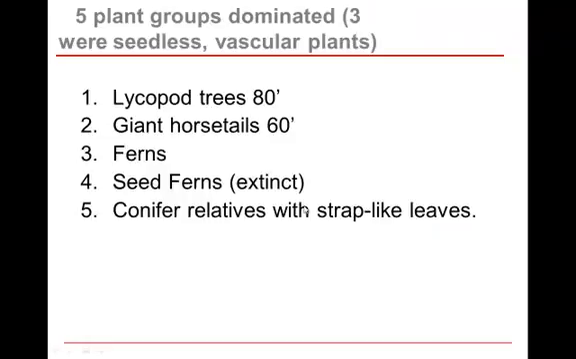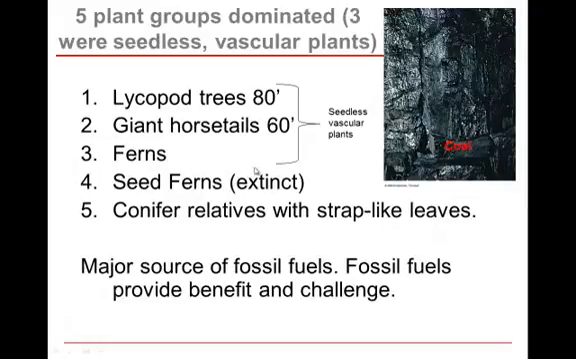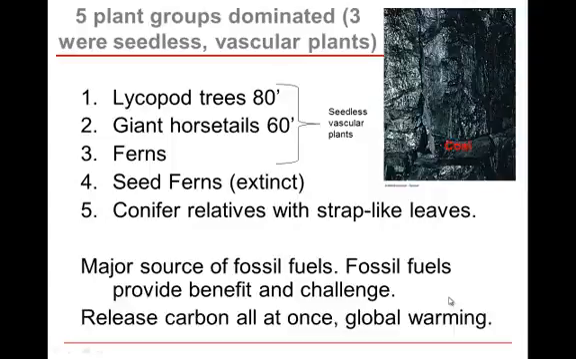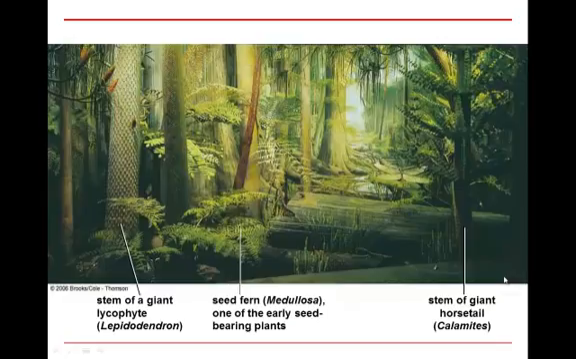But here are the groups. I don't memorize these, it's just for your information. The reason these are so important is because they were a major source of many fossil fuels, such as coal. And, of course, as we've discussed before when we were studying photosynthesis, fossil fuels provide both a benefit and a challenge. They've been a great blessing, but also if we release the carbon all at once, it creates global warming. This is a recreation of what the ancient forest of this time might have looked like.